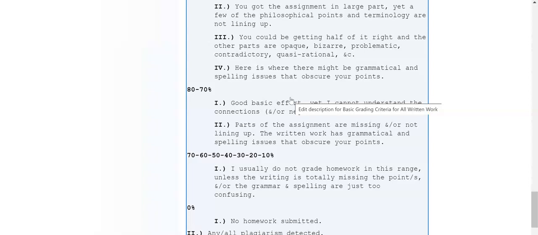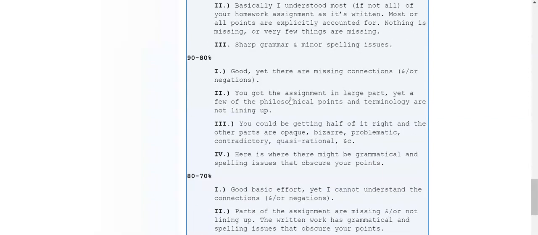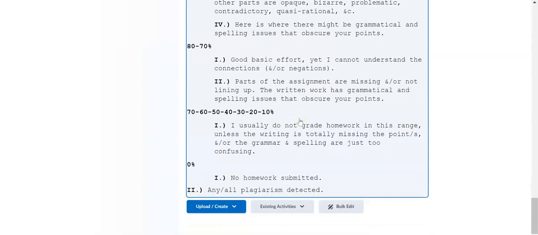4, here is where there might be grammatical and or spelling issues that obscure your points. Okay, so when you haven't reread and you're making points that obscure what it is that I'm asking you for, that's an easy way to lose points. 80 to 70%, good basic effort, yet I cannot understand the connections and or negations. Part of the assignment is missing or not lining up. The written work has grammatical and spelling issues that obscure your points.